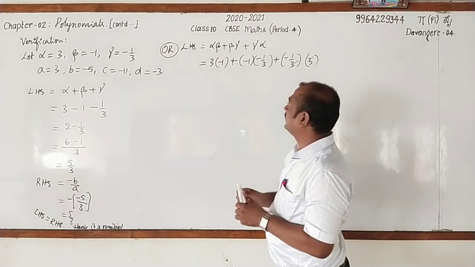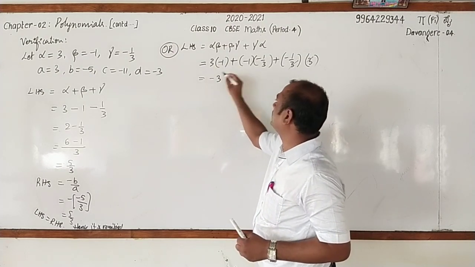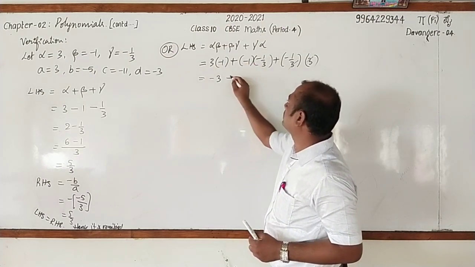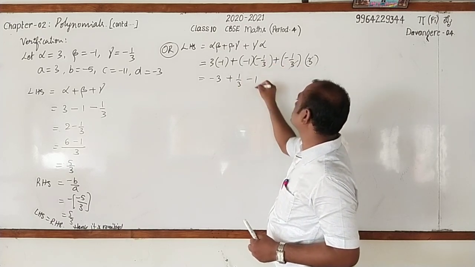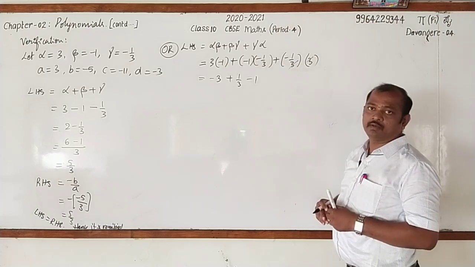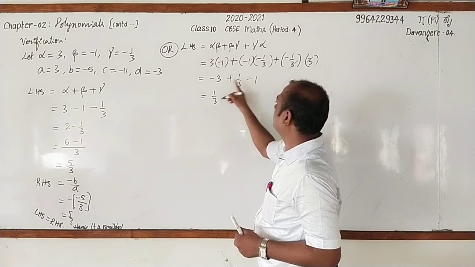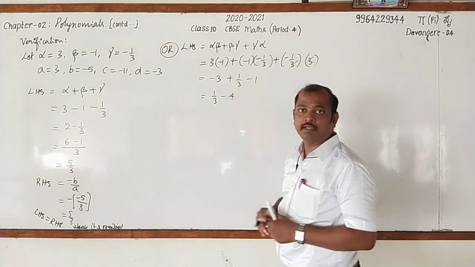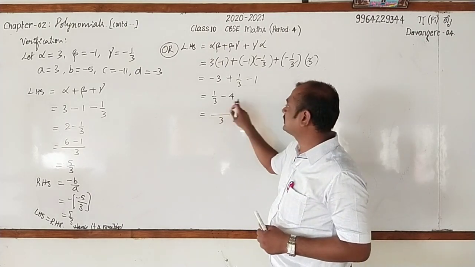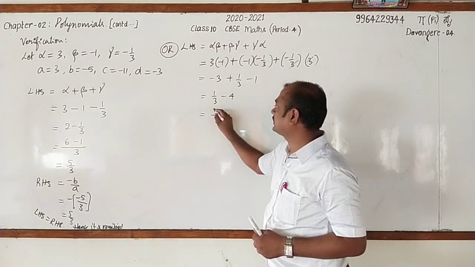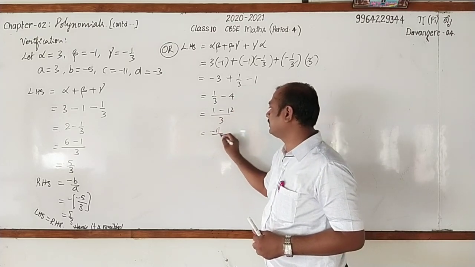Let's go for simplifying it. It is 3 into minus 1, minus 3. Minus into minus, plus. 1 ones are 1, 1 by 3. Then this is minus 1. It is equal to minus 3, plus 1 by 3, minus 1, that is minus 4. Take LCM. LCM is 3. Multiply LCM with both the terms. Here 3 gets cancelled, 1. 3 fours are 12. It is minus 11 by 3.